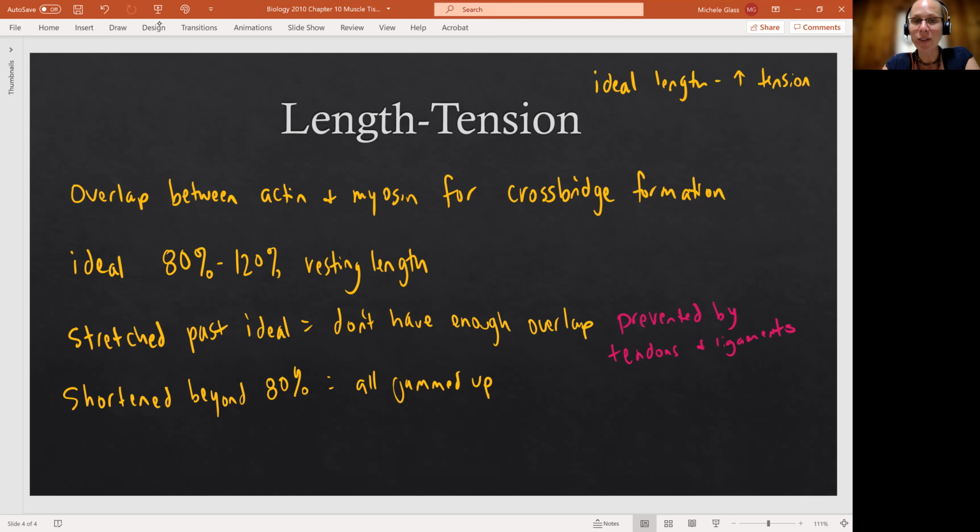Okay, the other factor that affects tension in a muscle is frequency. So stay tuned for the next video.